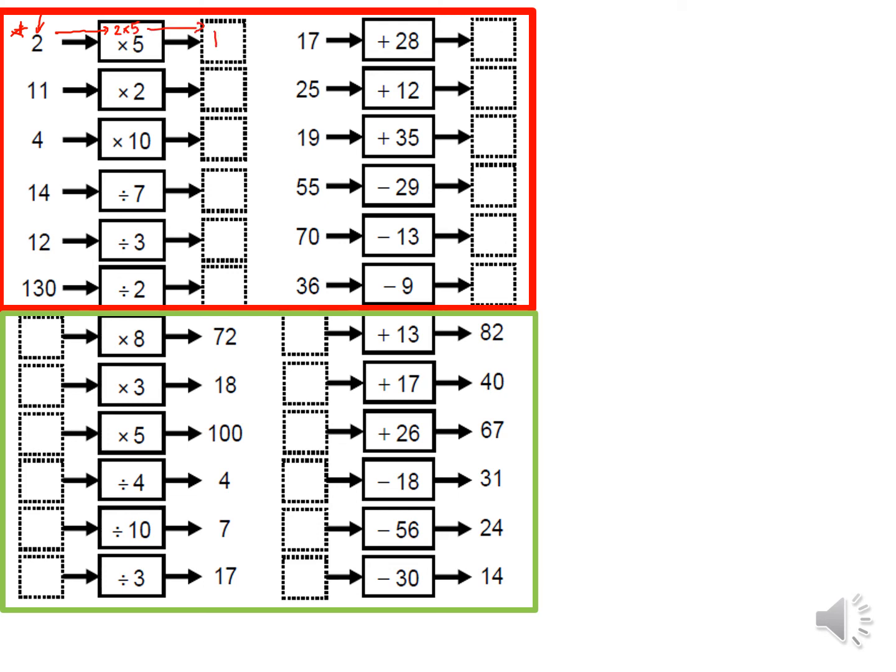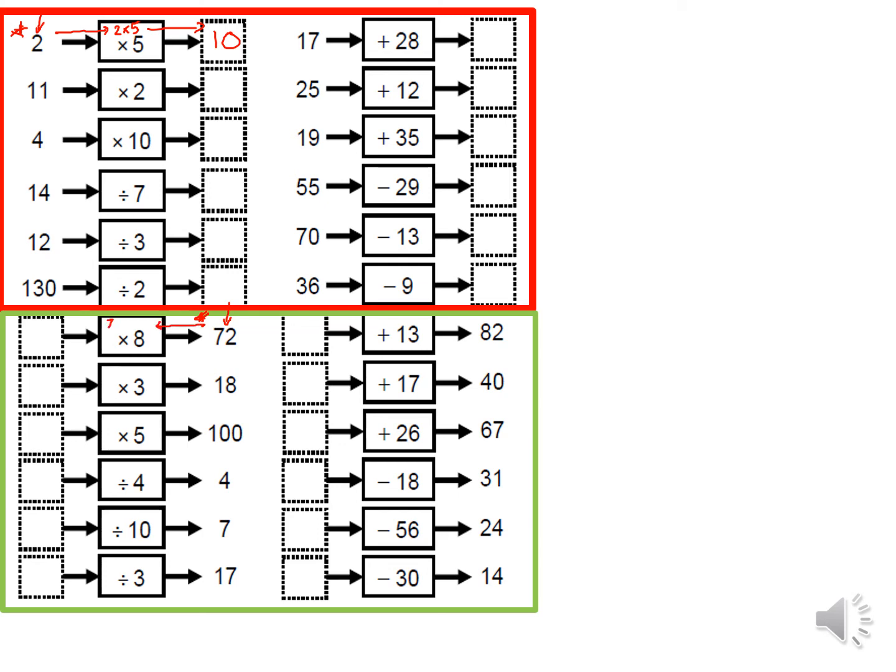which gives us our answer of 10. So we've done that first one. So getting down here, let's do a green one first as well. So we've got 72 as our output, and we need to work out the input. So if we're going backwards through the function machine, we do the opposite process.